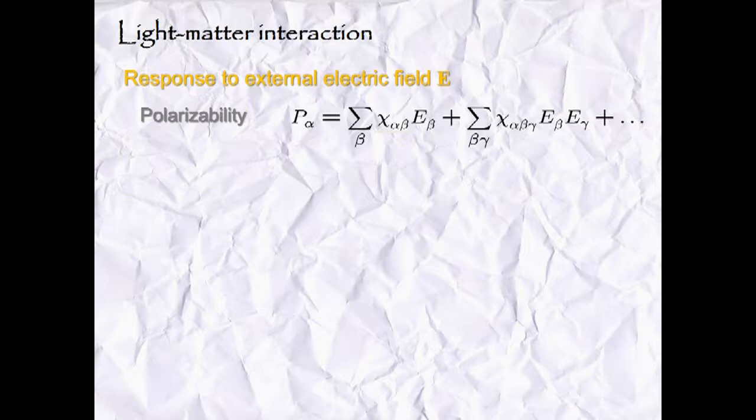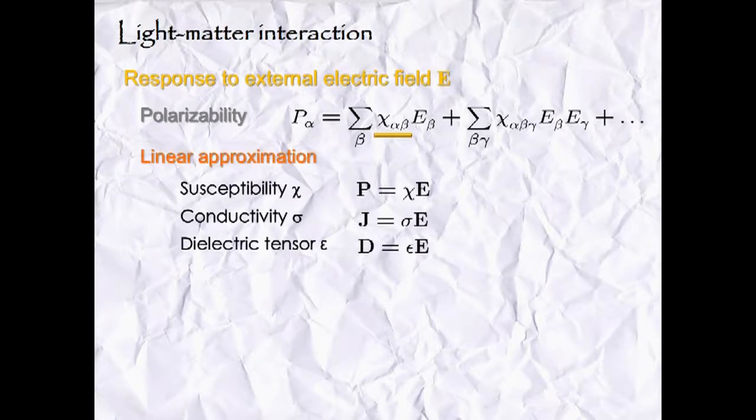And so, in the spirit of the Taylor expansion, we have linear and higher order coefficients. But if we stick for the moment to the linear order, then we can relate the electric field components to various other properties we're interested in. So for instance, the susceptibility, the response function chi, relates the polarizability with the electric field, or the conductivity relates the current with the electric field. Most important, this is the quantity that we're going to compute, is the dielectric tensor, which relates the displacement to the electric field.